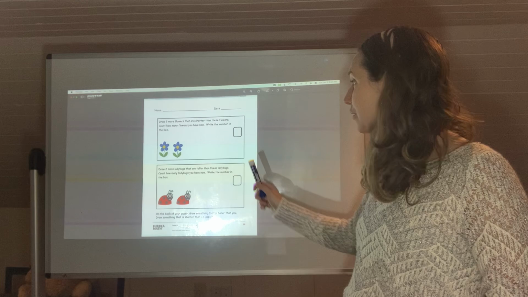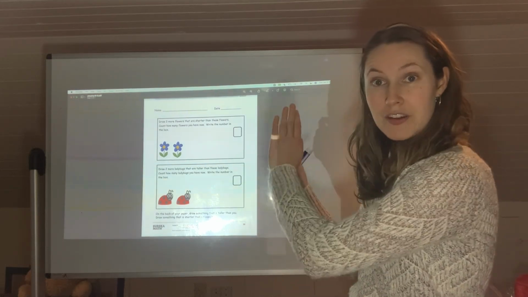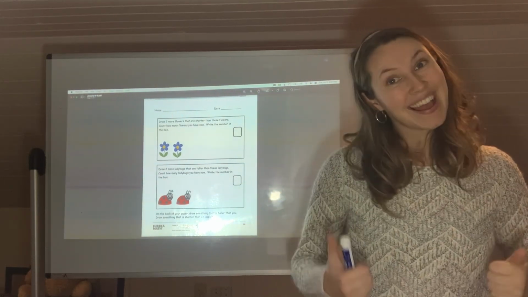Then for your homework, what you can do is show me your page. You can take a little video showing me front and back. And then you're going to be all done.